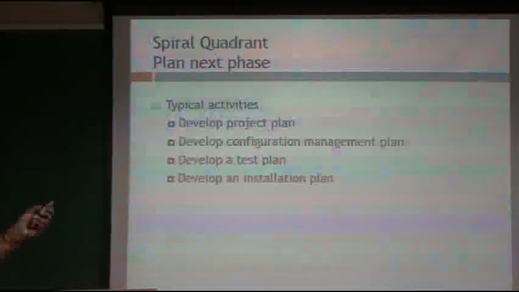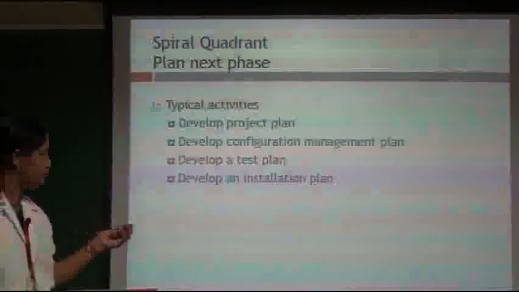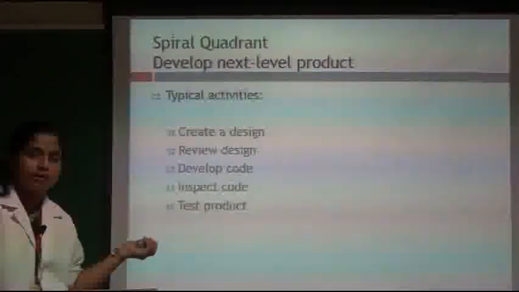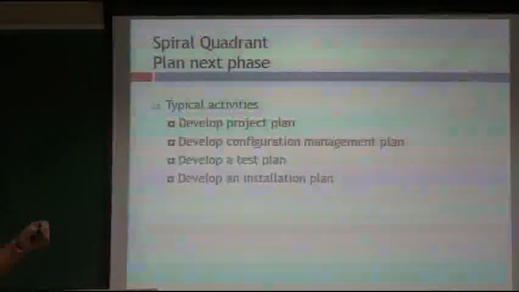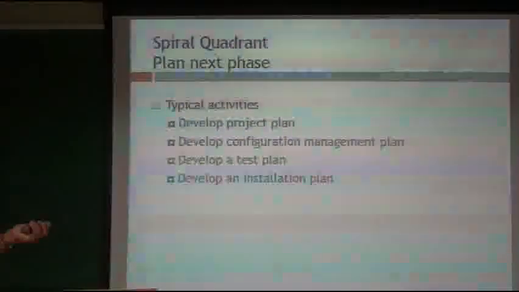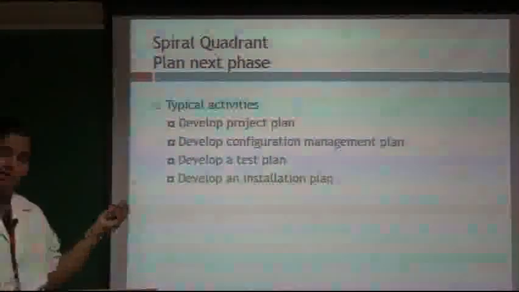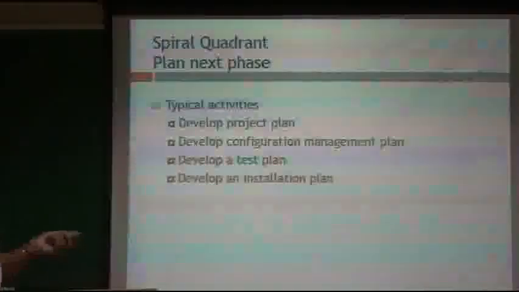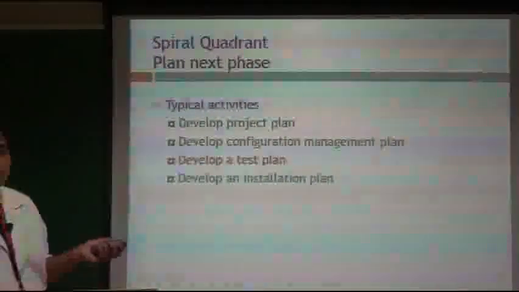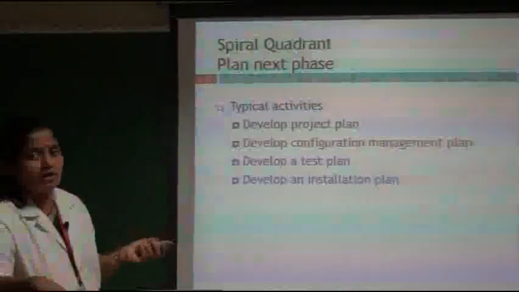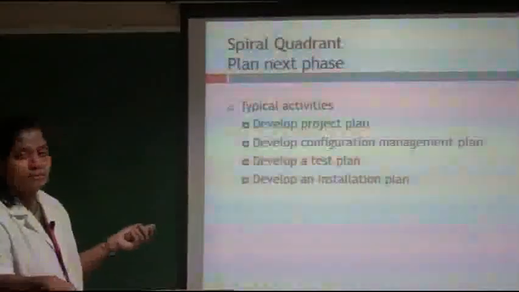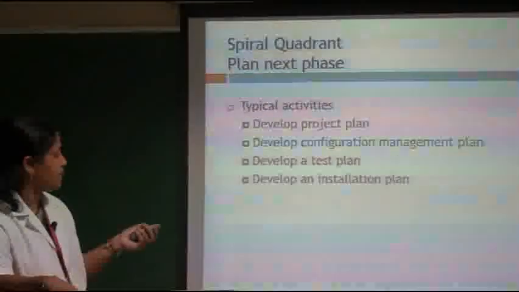And next phase is actually plan. After coding and testing, here itself we will get the product. Next is to develop the project plan, configuration management plan, test plan and installation plan. Develop the project plan for the next level. Configuration management means if there are change requirements, how they can be adopted. If there is any change in the requirements, which phases will be affected and how it can be managed. That is called configuration management plan.